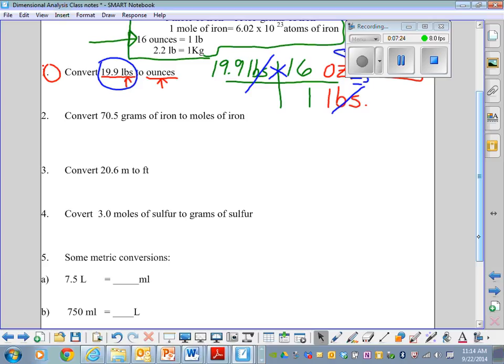Our next problem, and by the way, I didn't stress this early on, we want you to underline, just as Ms. Geeta did when we went over the density problems, your values, your variables, and label them if necessary. So here we're asked to convert 70.5 grams of iron to moles of iron. Mole. We're going to talk about that in a minute. So what is my first step? Jericho, what's the first thing I'm going to do?